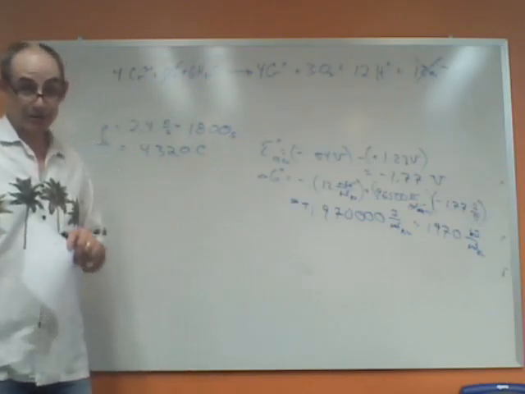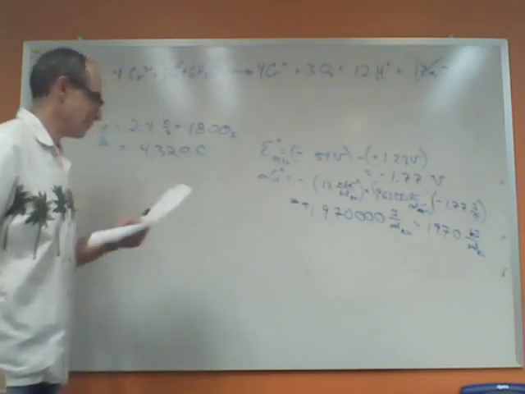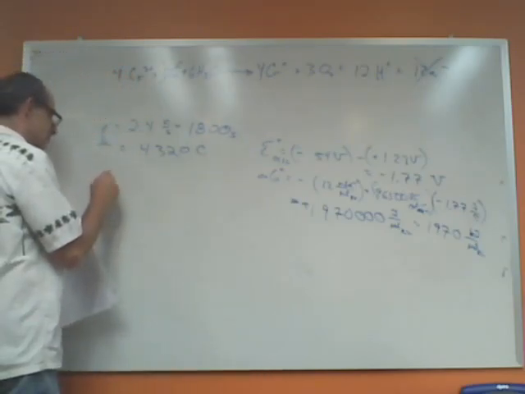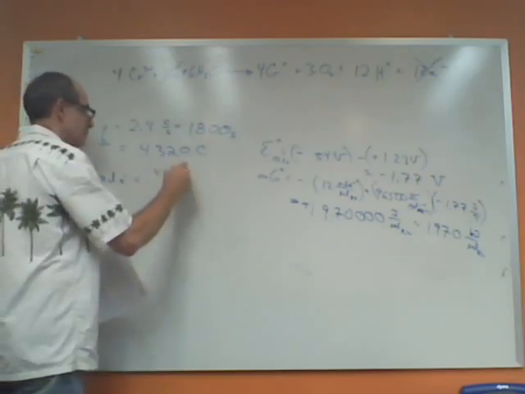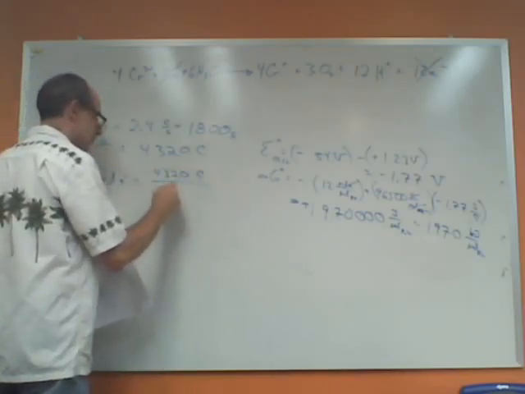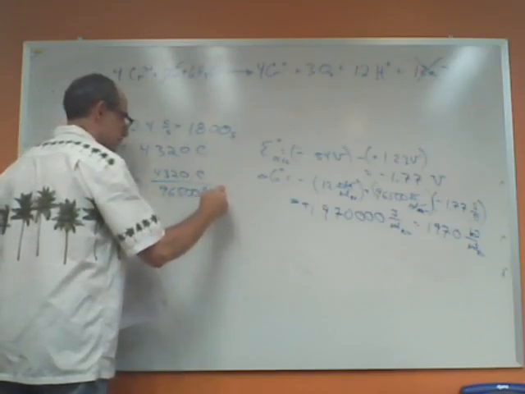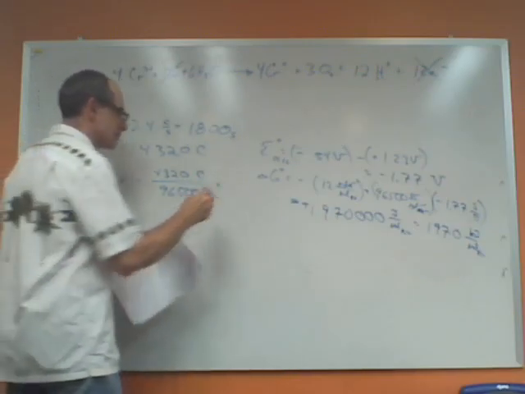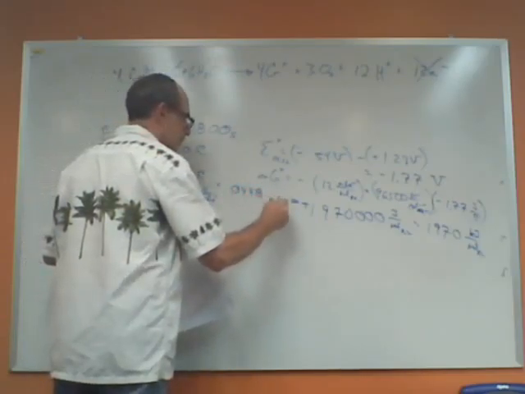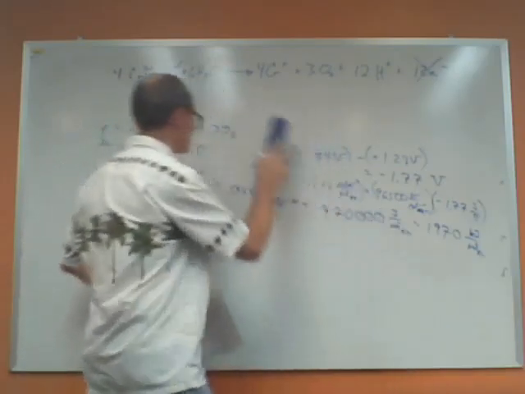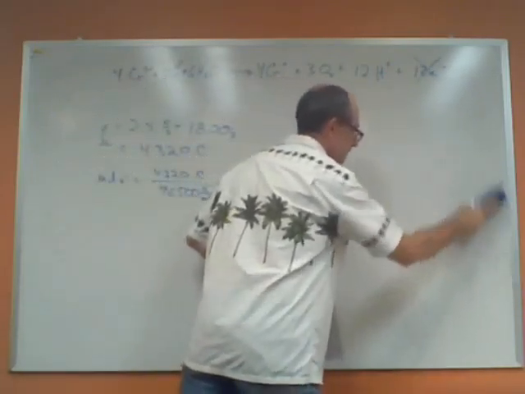Nice, perfectly nice unit if you're doing physics, not so useful if you're doing stoichiometry. We'd much rather have moles. So the next step will almost always be calculating the moles of electrons, which will be 4,320 coulombs divided by 96,500 coulombs per mole of electrons. And that gives me 0.0448 moles of electrons. Goodbye thermodynamics. Hello stoichiometry.